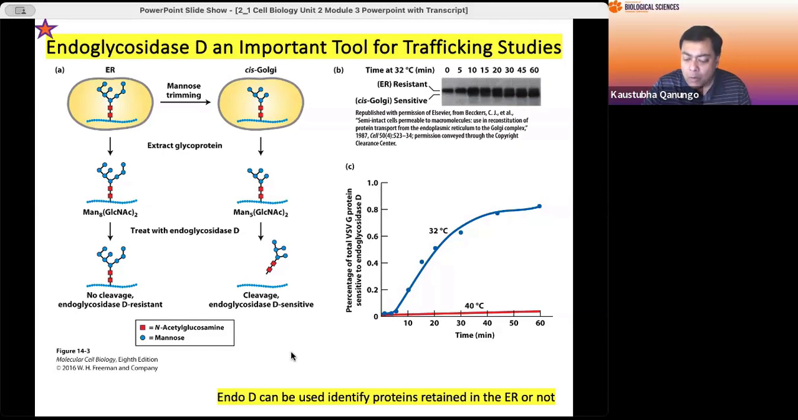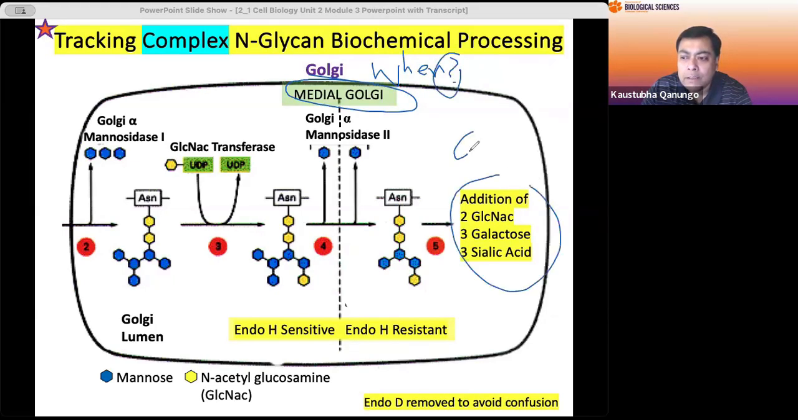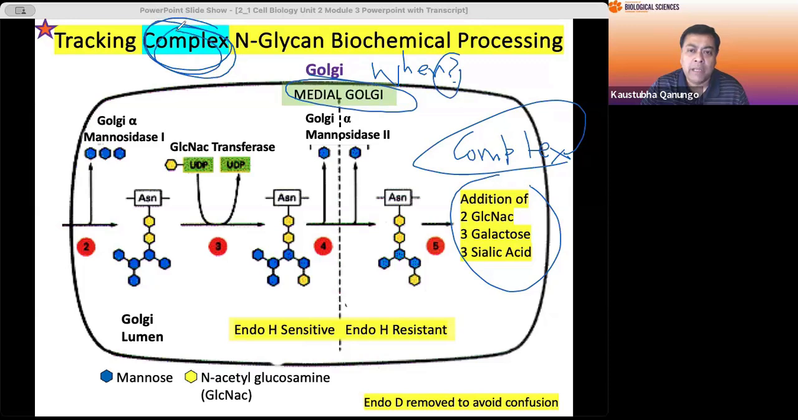All right. Now, this is your endo D. Endo H does another traffic, which tells you the question of when the protein crossed the medial Golgi. And it can only do it with the complex. It cannot do it with the high mannose. We are going to see that. It can only do it with the complex. This is actually very important. It only can do it with complex, not high mannose. And we are going to explain why, and that will be the important question that we are talking about.